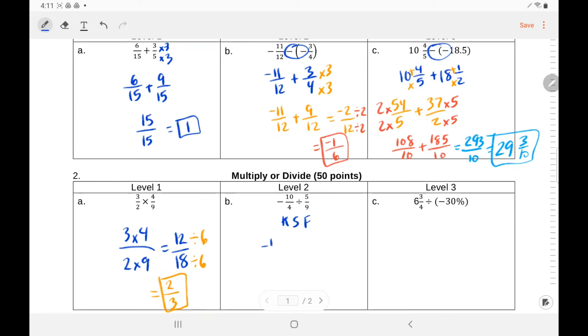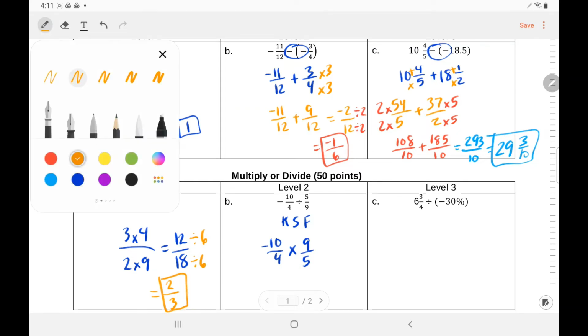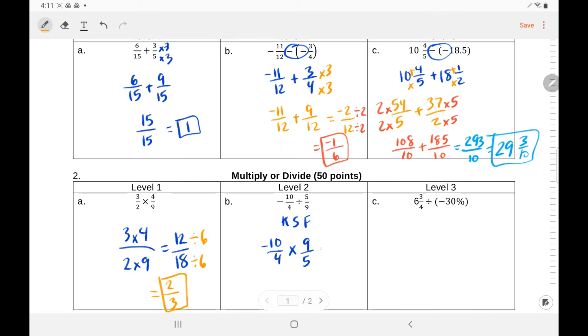So we have negative 10 over 4, and we switch the sign from division to multiplication, and we flip the second fraction to become 9 over 5. Now we can multiply the two fractions. So we have negative 10 times 9 over 4 times 5. And that's going to give us negative 90 over 20.